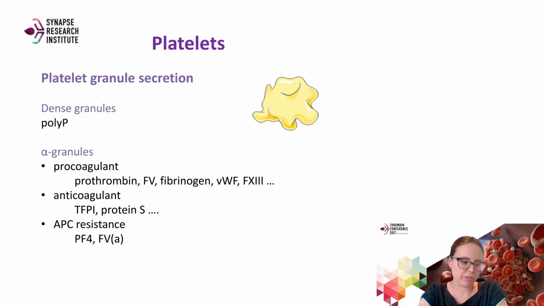Additionally, in patients who have a defect in the alpha granule protein contact, a disease called Quebec platelet disorder, patients have a normal thrombin generation in PPP, but a reduced thrombin generation in PRP, and these patients have a bleeding tendency.